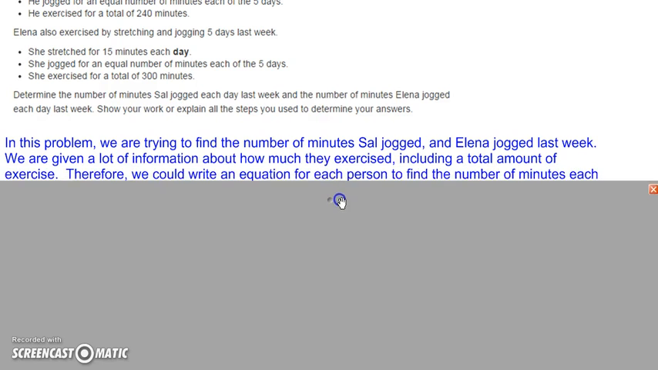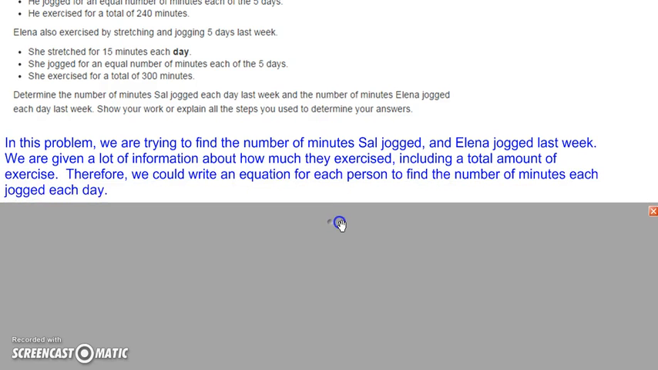In this problem, we are trying to find the number of minutes Sal jogged and Elena jogged last week. We are given a lot of information about how much they exercised, including a total amount of exercise. Therefore, we could write an equation for each person to find the number of minutes each jogged each day.